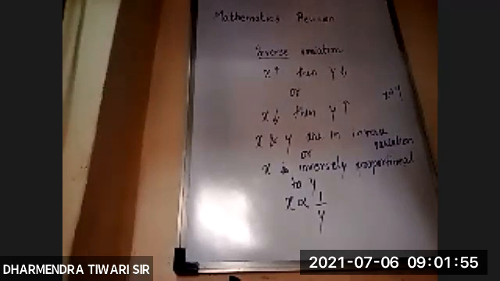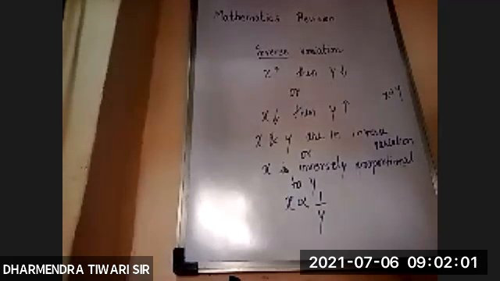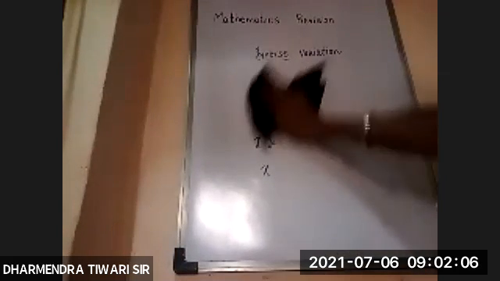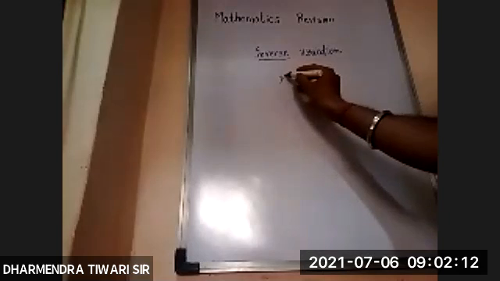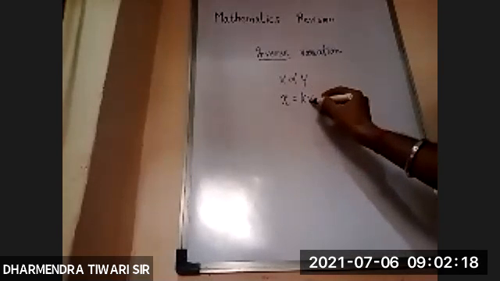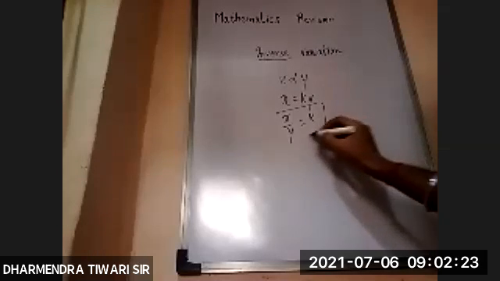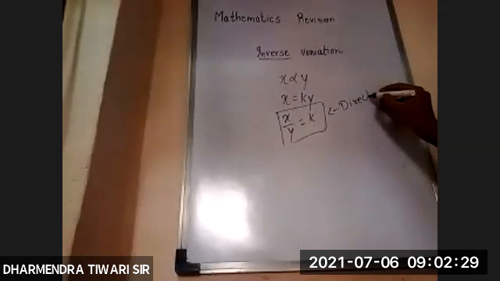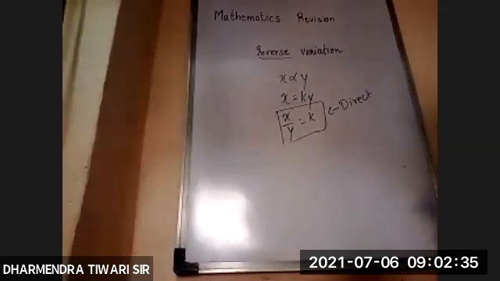From direct variation, what do we understand? When we write x directly proportional to y, then we write x is equal to k into y, and then x by y is equal to k. Means in direct variation, x upon y is equal to k. So let's see what will happen in case of inverse variation.